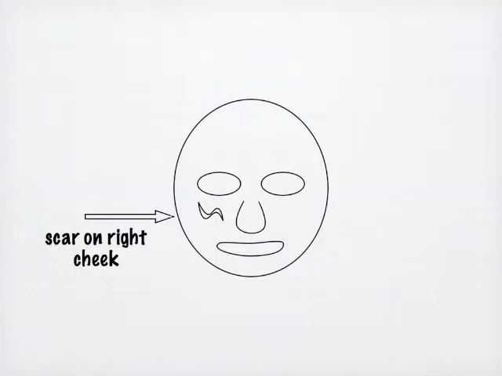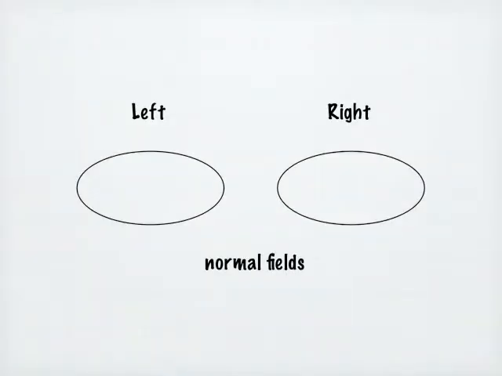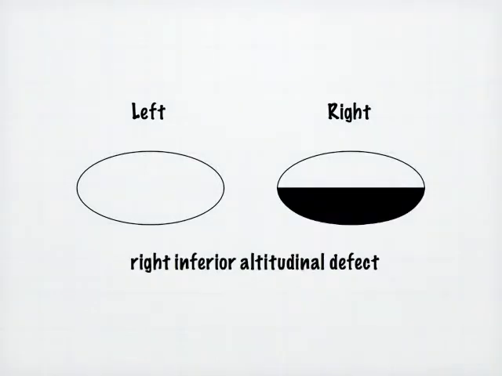This reversal of sides when recording visual fields can cause confusion, so remember that fields are drawn the wrong way round compared to the rest of the notes, and make sure that you label them accordingly. This is a right inferior altitudinal defect.